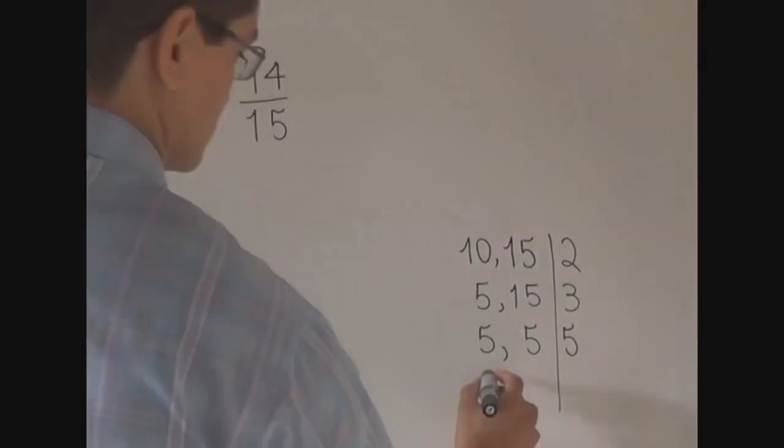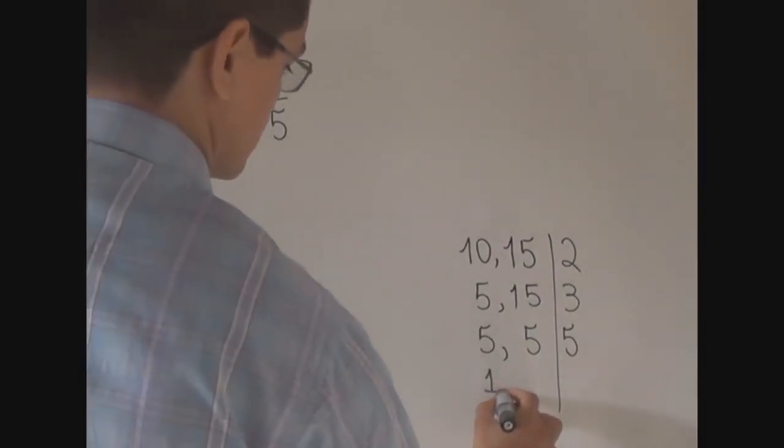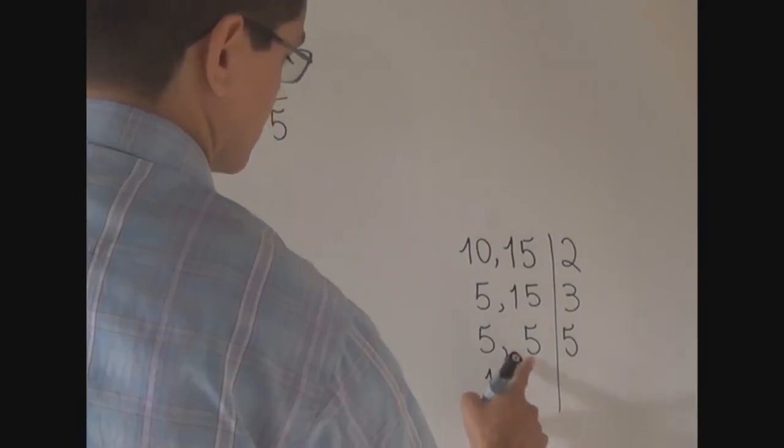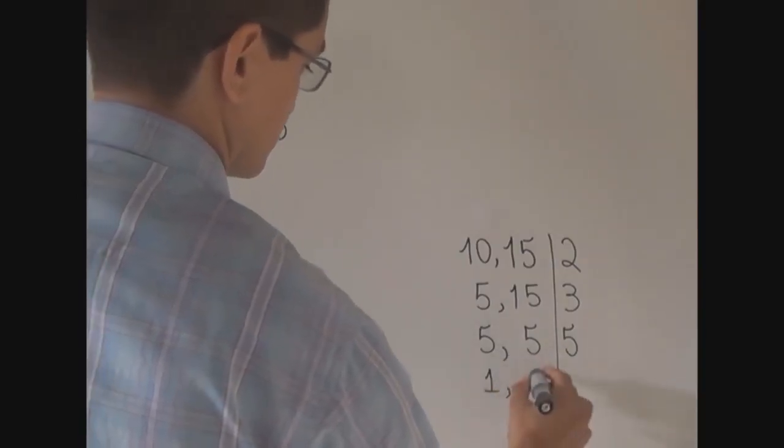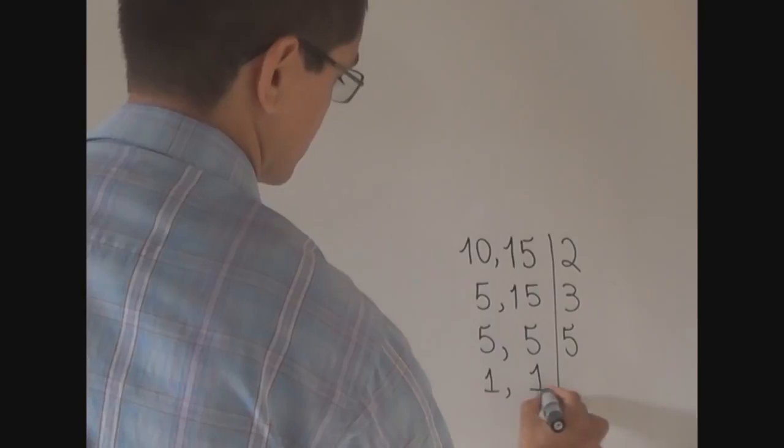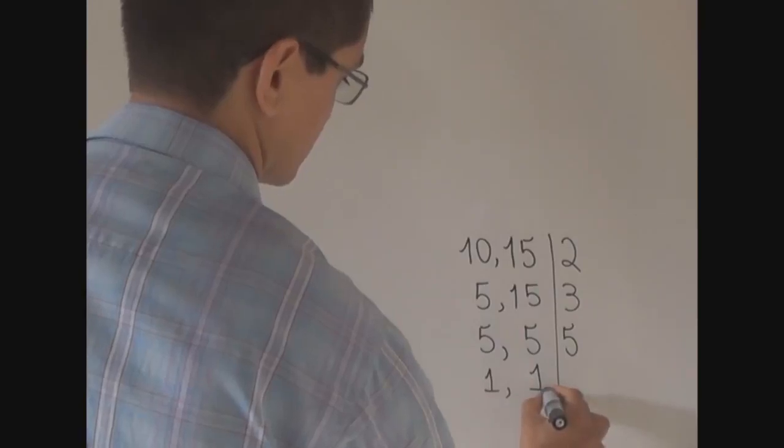What do we get now? 5 divided by 5 equals 1, right? So we write 1 below the first 5 and 1 below this other 5. This part of the algorithm is over. Why? Because whenever we get the number 1 at the bottom of the left columns, this part of the algorithm is over. So what do we do now?